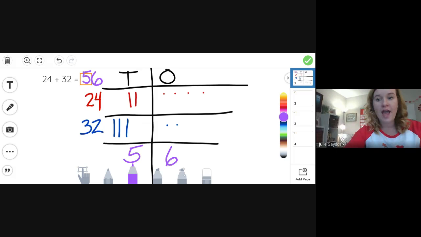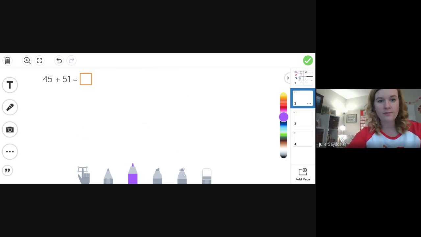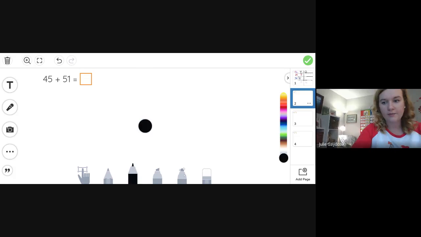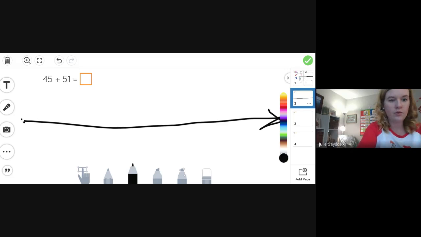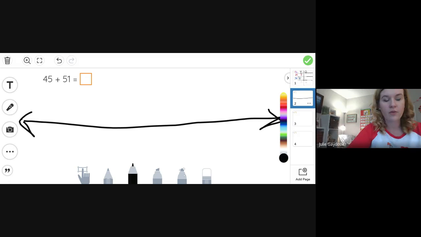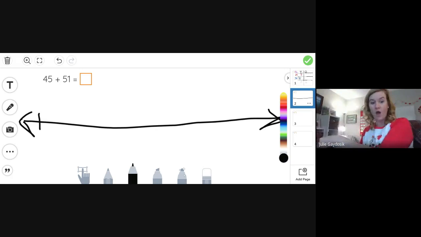Okay. Now I'm going to go on to the second one. We're going to solve this one with an open number line. So it is an addition open number line. Woo, that is curvy, but that's okay. We are using addition, so we're going to start over here on the left-hand side because we're hopping on, remember? Hopping on, we're not hopping backwards. If we were hopping backwards, we'd be subtracting.